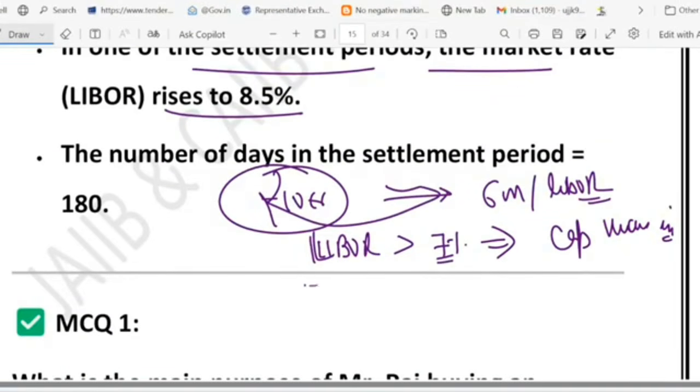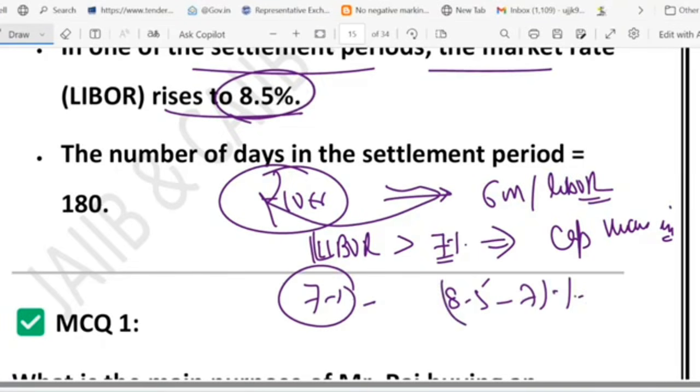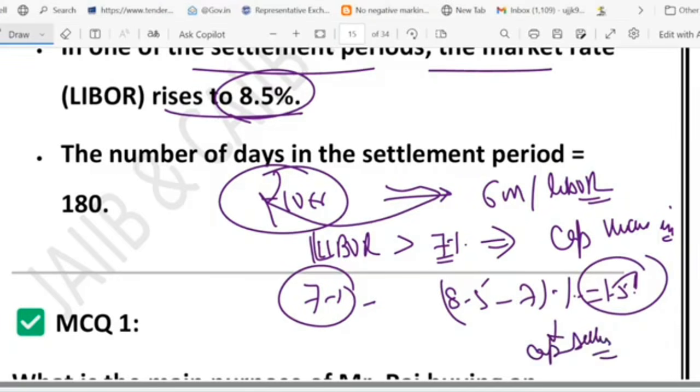So he will only pay up to 7%, and the difference, suppose the rate is 8.5%. So what is the difference? 8.5 minus 7%, which is how much? 1.5%. So this 1.5% is paid by the cap seller. So that is the point.